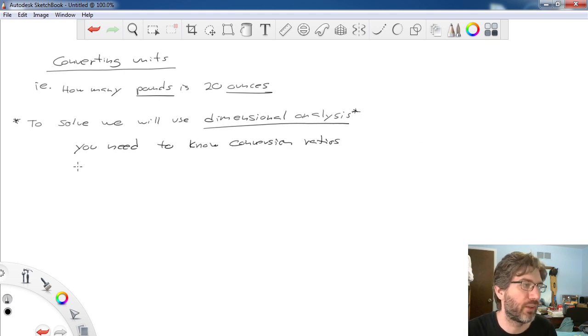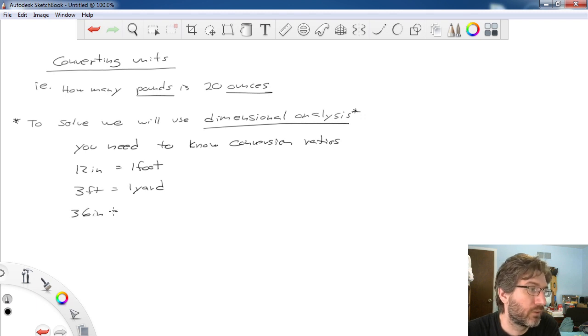For example, you should know that there are 12 inches in 1 foot. Right? This here is a ratio. It is 12 to 1. Inches to feet. You should know that. You should probably also know there are 3 feet in 1 yard. There are 36 inches in 1 yard. There are 1,582 inches in feet.